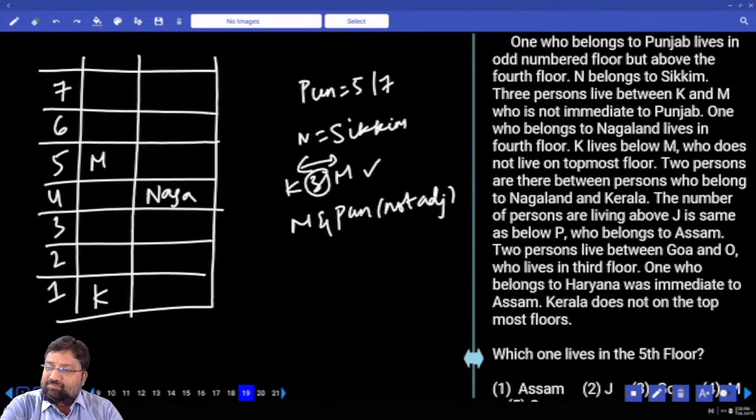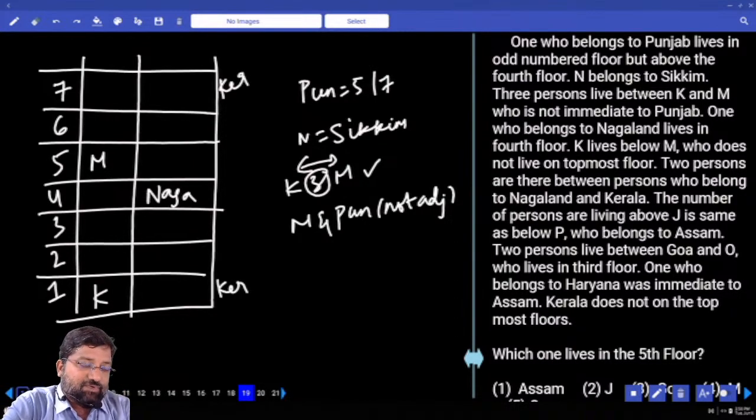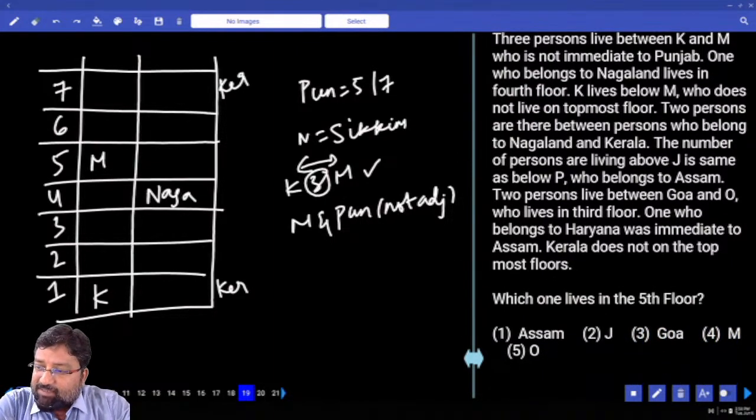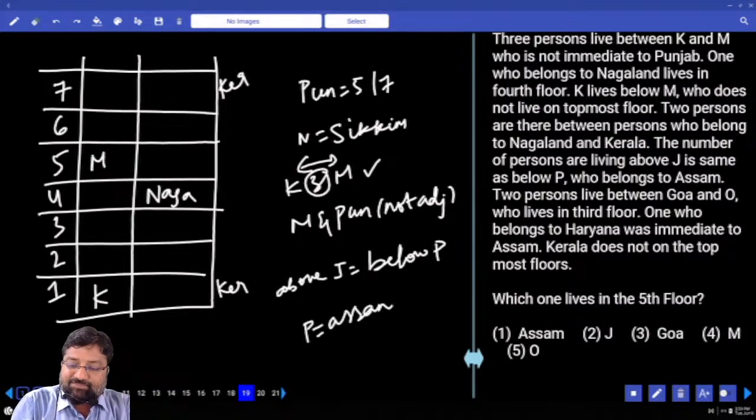Two persons are there between the one who belongs to Nagaland and Kerala. And then Kerala can be in the topmost floor or Kerala can be in the bottommost floor. As of now, I am not sure. I'll go for the next line. The number of persons living above J is the same as below P, P who belongs to Assam. Above J is equal to below P, P who belongs to Assam. When I'm not sure, I'm just writing down the clues.